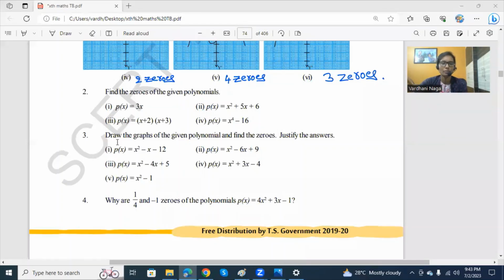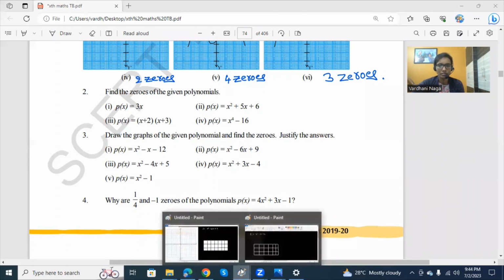Here, question number 3. Draw the graphs of the given polynomial and find the zeros. Justify the answer. So for each polynomial, you need to draw the graph and find the zeros from the graph. Justification means you need to verify by the factorization method whether the zeros are correct or not. So let's take the first question on the board.